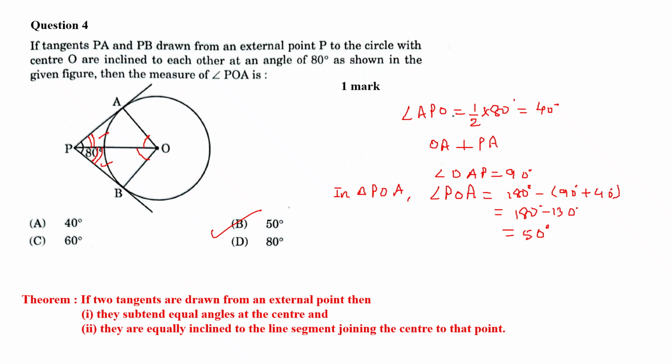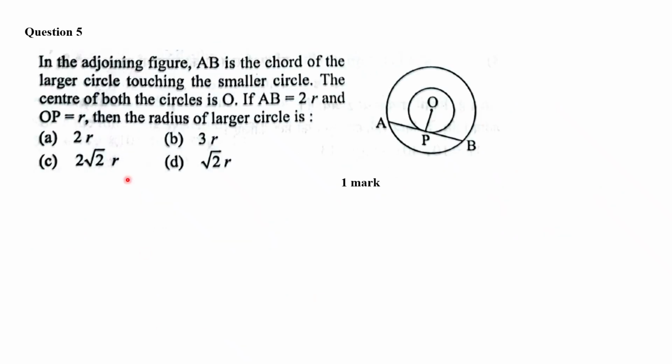Now moving to the next question. Question number 5. In the adjoining figure, AB is the chord of a larger circle touching the smaller circle. It means AB is the chord for bigger circle, but AB is the tangent for the smaller circle. The center of both the circles is O, and if AB is equal to 2R and OP equal to R, then radius of the larger circle is. So radius you have to find.